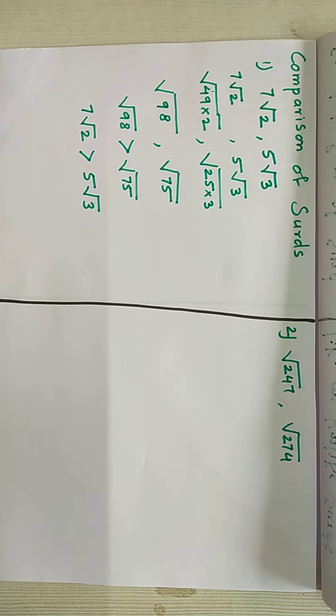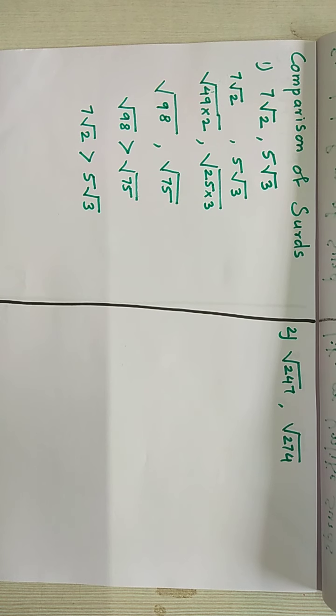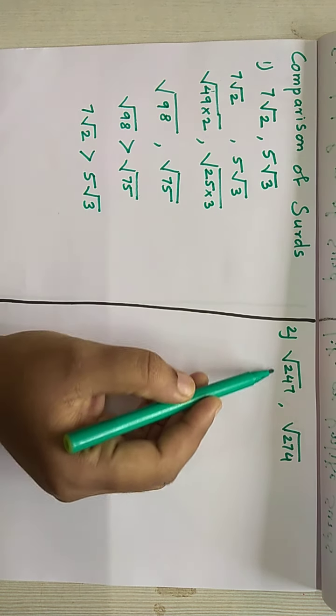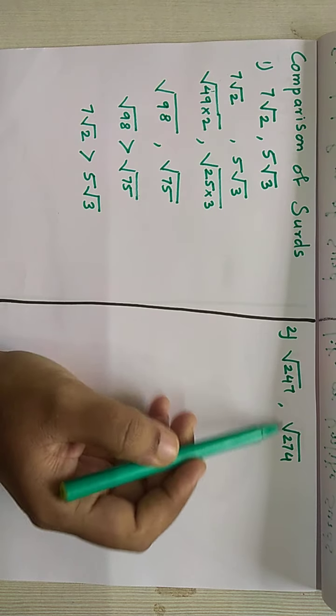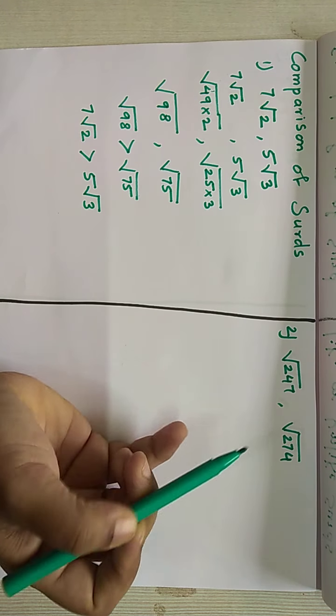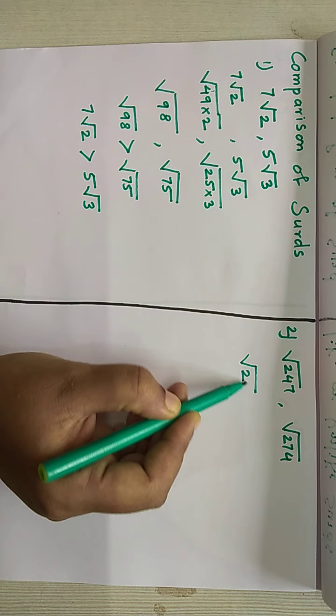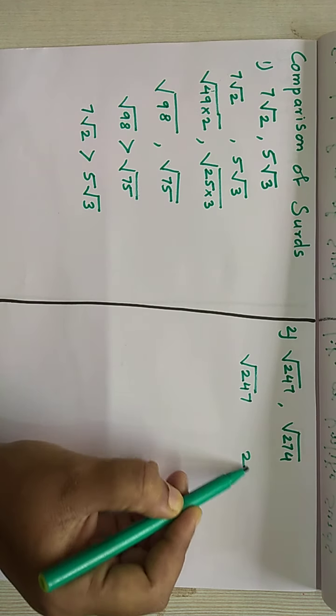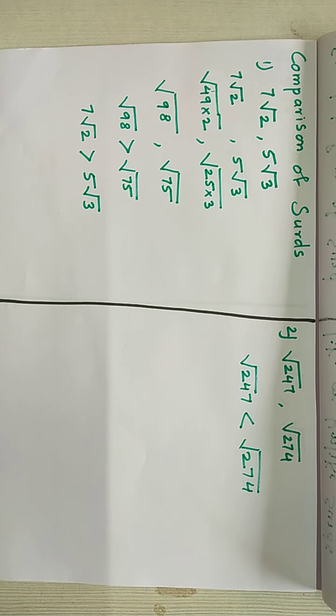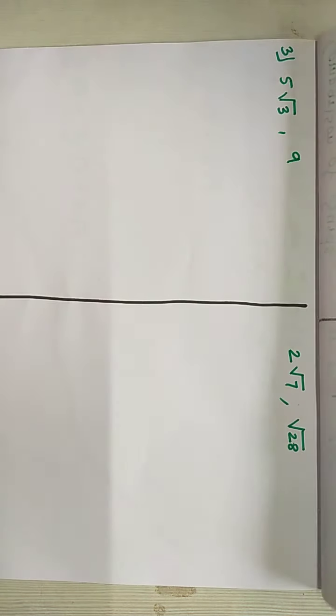Now next we see the next sum, root of 247 and root of 274. Here if you observe, we don't have any number outside. The whole surd is in the root sign. So we can directly compare the numbers over here. You can see that 247 is smaller than 274. So that means the root also will be smaller. Root of 247 will be smaller than root of 274. So here we can directly compare the roots. This sum was an easier one. Directly you can compare the roots.